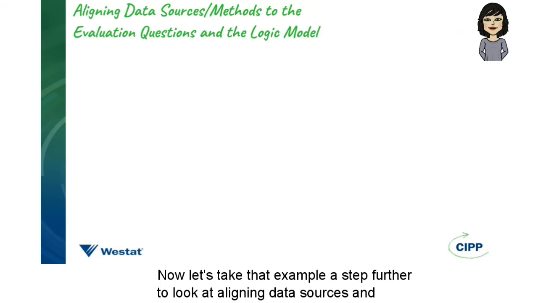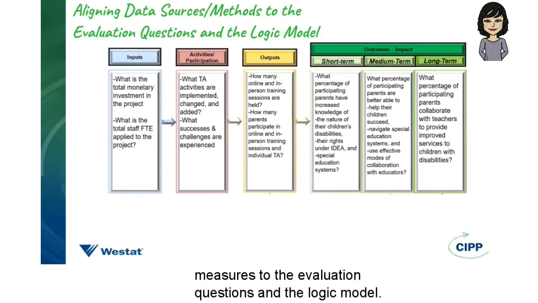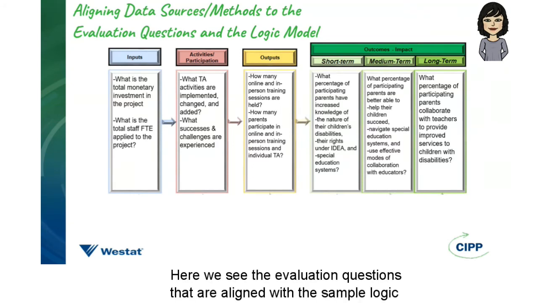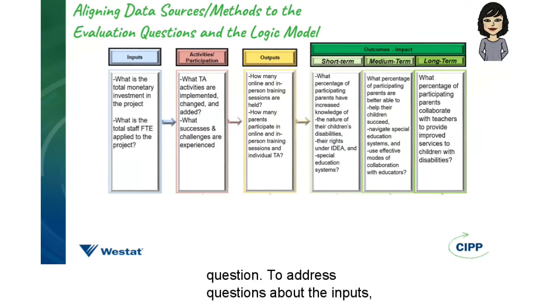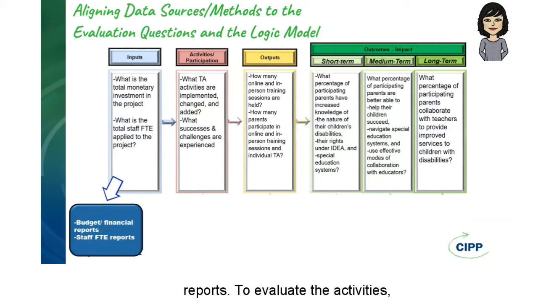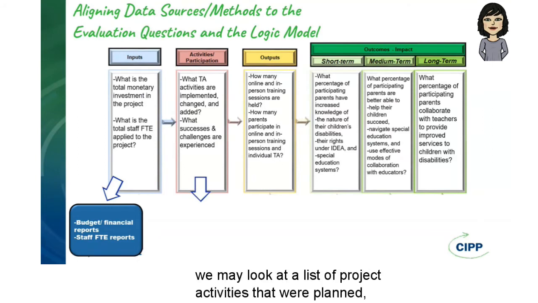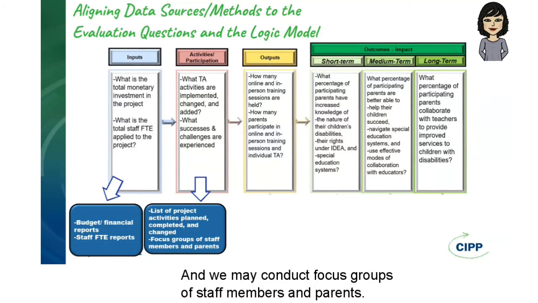Now let's take that example a step further to look at aligning data sources and measures to the evaluation questions and the logic model. Here we see the evaluation questions that are aligned with the sample logic model. Let's identify some data sources and methods that could be used to address each question. To address questions about the inputs, we might look at the budget and financial reports and staff FTE reports. To evaluate the activities, we may look at a list of project activities that were planned, completed, and changed. And we may conduct focus groups of staff members and parents.